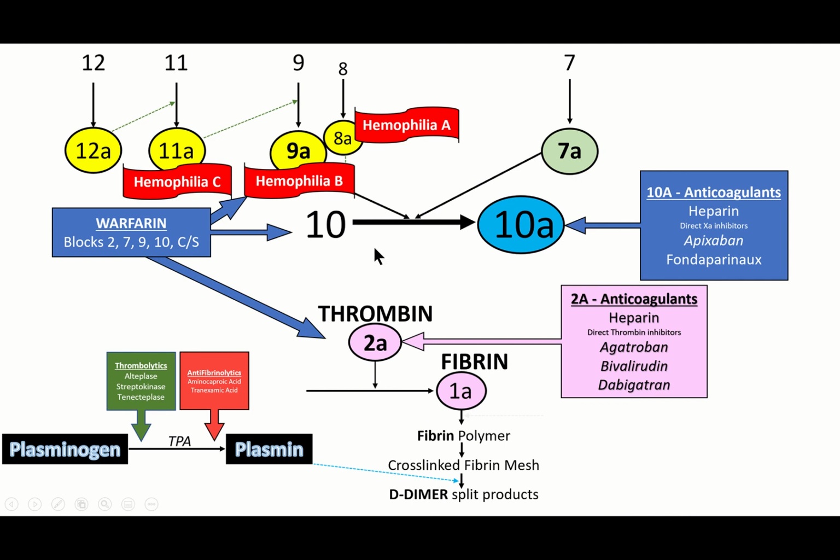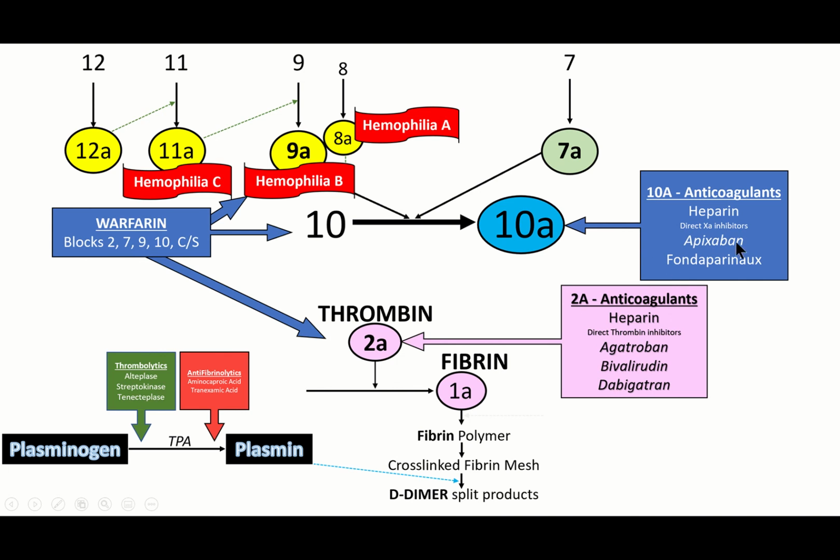What about some of the drugs that we use for the coagulation pathway? Well, I'll start over here. So 10A anticoagulants are going to be your heparin, and 10A inhibitors, of course, apixaban and fondaparinux. The 2A anticoagulants are going to be, again, heparin, and your direct thrombin inhibitors, right? That's why they're called that. Argatroban, bivalirudin, and dabigatran.